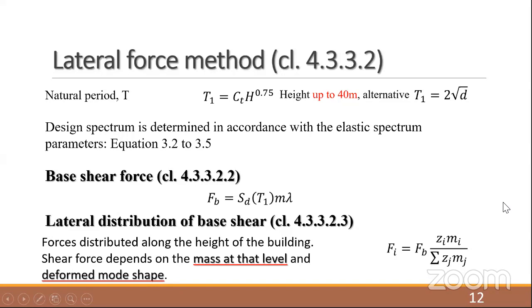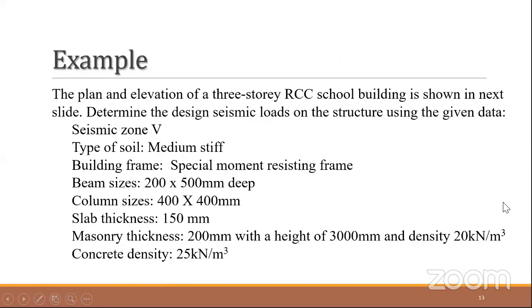Lastly then, colleagues, we thought of summing it up with an example so that we can work it from scratch. It's a simple example which says that the plan and elevation of a three-story reinforced concrete structure, which is a school building, is shown in the next slide. We are to determine the design seismic loads on the structure using this data. We're assuming that the structure is being constructed in seismic zone 5. The type of soil is medium stiff.